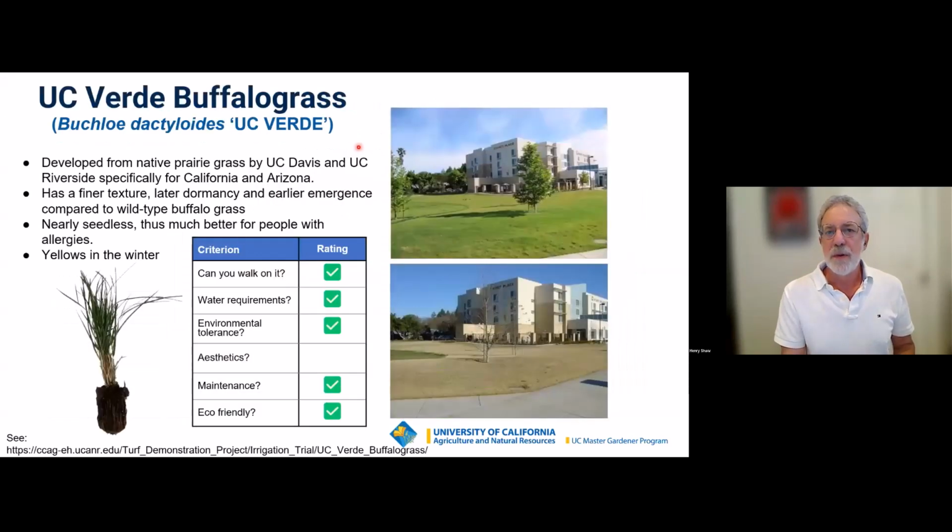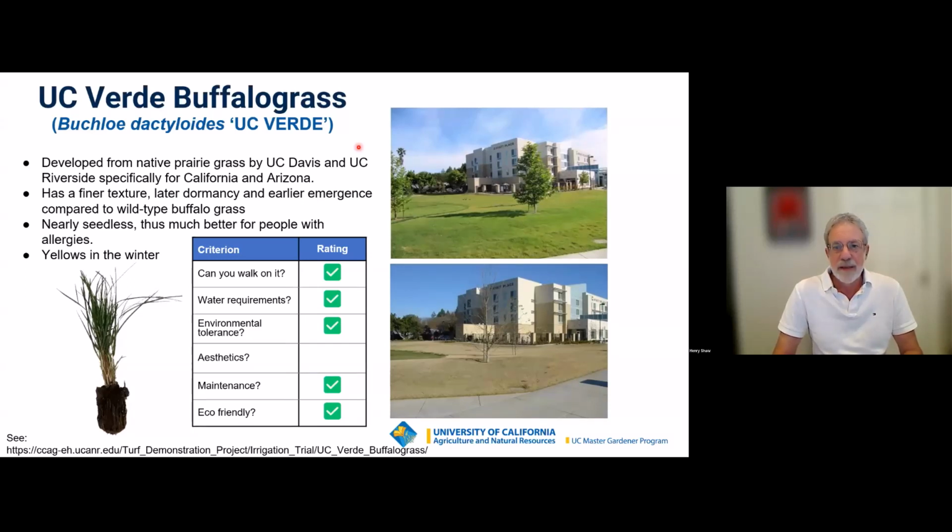The first alternative I'll talk about is UC Verde buffalo grass. This is a hybrid grass that's been developed by UC Davis and UC Riverside specifically for the climate here in California and Arizona. It's developed from a native prairie grass, a buffalo grass, but it has a finer texture and it stays green longer throughout the year than the wild type buffalo grass does. It's nearly seedless, so it doesn't produce much pollen, so it's good for people with allergies.